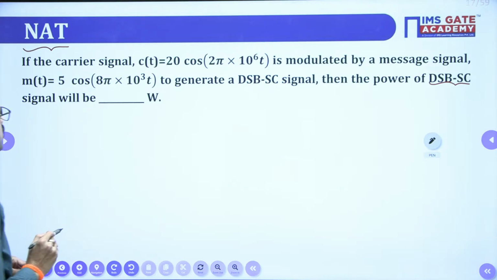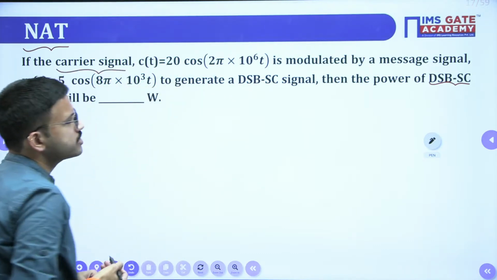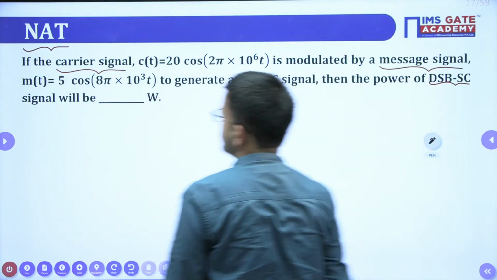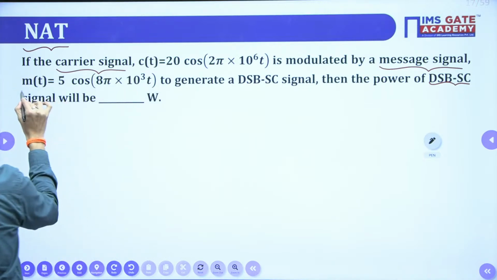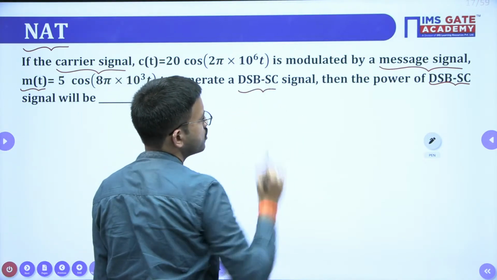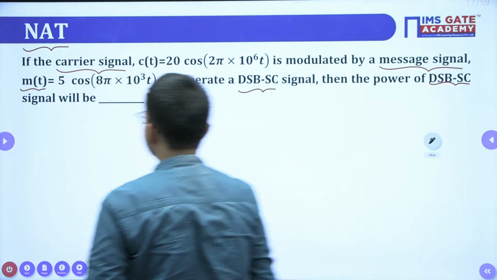See here what they have mentioned. They have given the carrier signal C of t expression like this, which is modulated by a message signal M of t. M of t they have given like this, to generate a DSB-SC signal. Then the power of the DSB-SC signal will be?